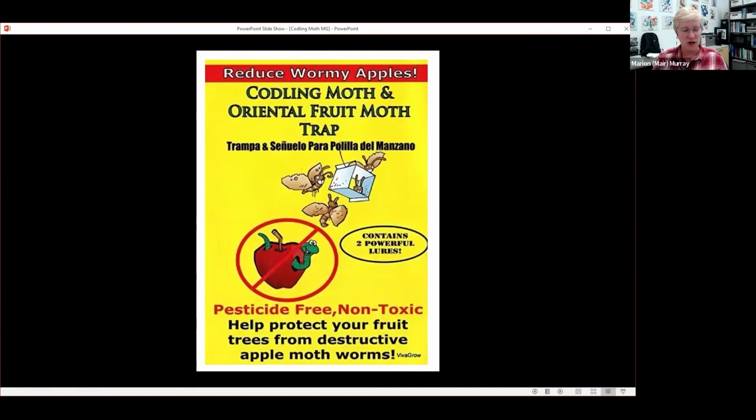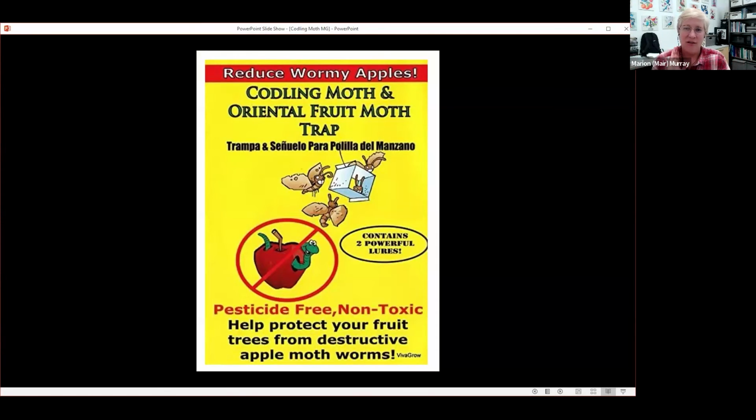And I just saw this ad on Amazon the other day. It looks like it's from like the 1980s, but it's recent. And it's for a codling moth trap. And the ad said, help protect your fruit from worms by using this trap.